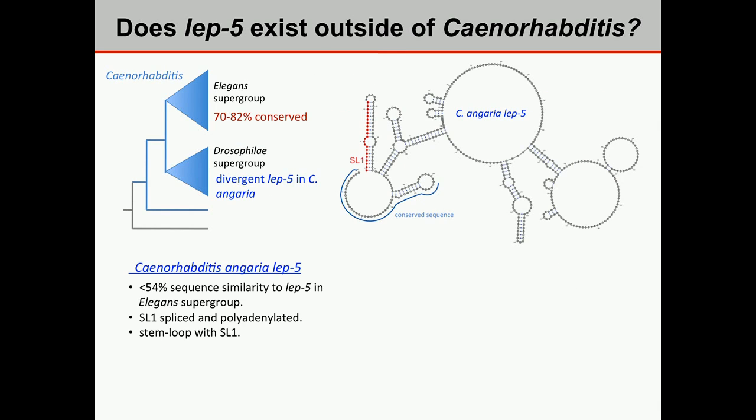So we were thinking about this, and also that this gene functions in a very conserved pathway, wondering whether we really can't find this outside of Caenorhabditis. It is easy to find LEP5 within the species which are most closely related to C. elegans, where it's 70 to 82% conserved, but using BLAST, we didn't find it anywhere else. So I did a more careful search in the syntenic region of Caenorhabditis angaria, which is here, and I found a sequence which has the conserved introns.